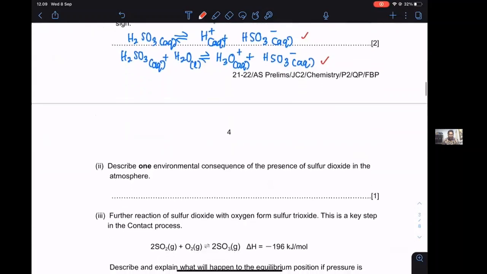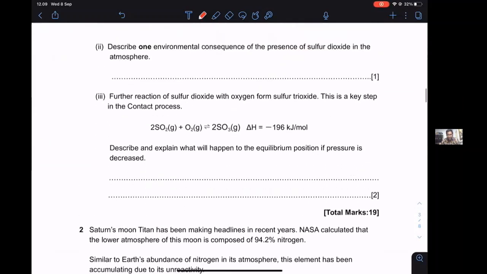Please take note. Now describe one environmental consequence of the presence of sulfur dioxide in the atmosphere. Because just now in the previous example, we know that you are going to get SO3. When you are having SO3 in the atmosphere, what will happen? Generally when you have SO2 or SO3 reacting with water, they will give you H2SO3. This H2SO3 is going to be something related to acid rain. So you can write down acid rain.